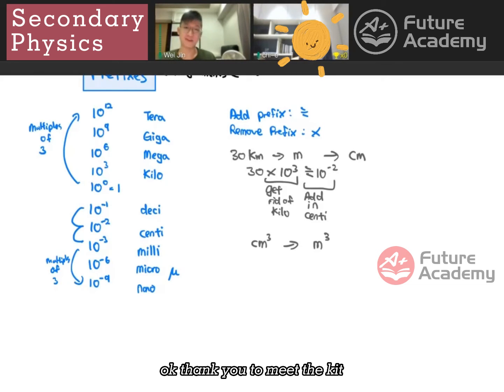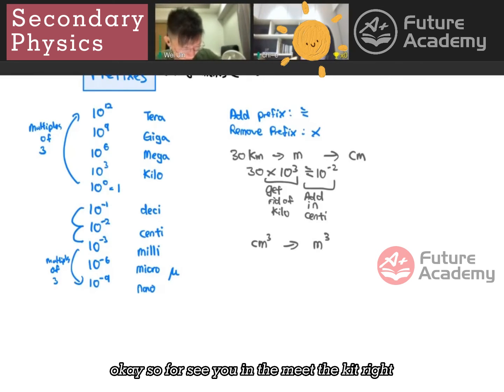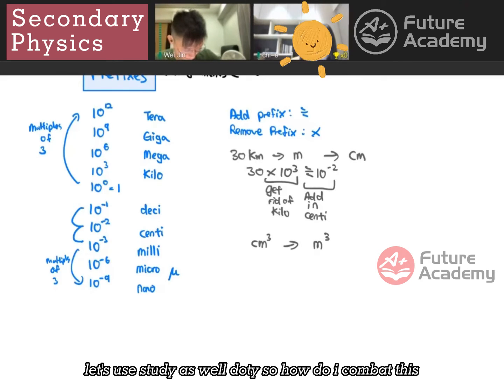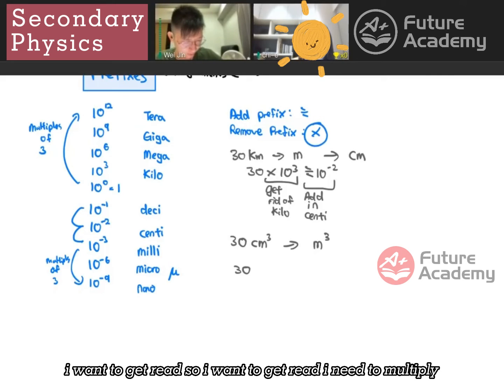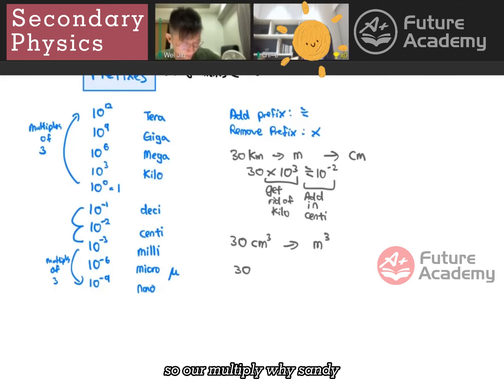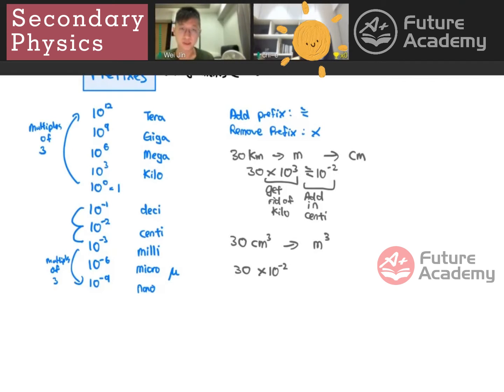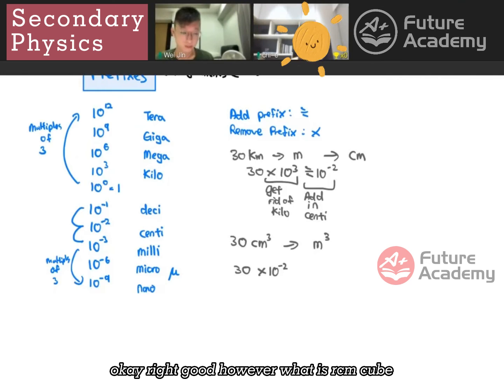Okay, cm cube to meter cube. So for cm cube to meter cube, let's use 30 as well. How do I convert this? I look at it and I say, oh, okay, I want to get rid of the centi. So I need to multiply. What is centi? Centi is 10 to the power minus 2. So far still okay? Okay, good.